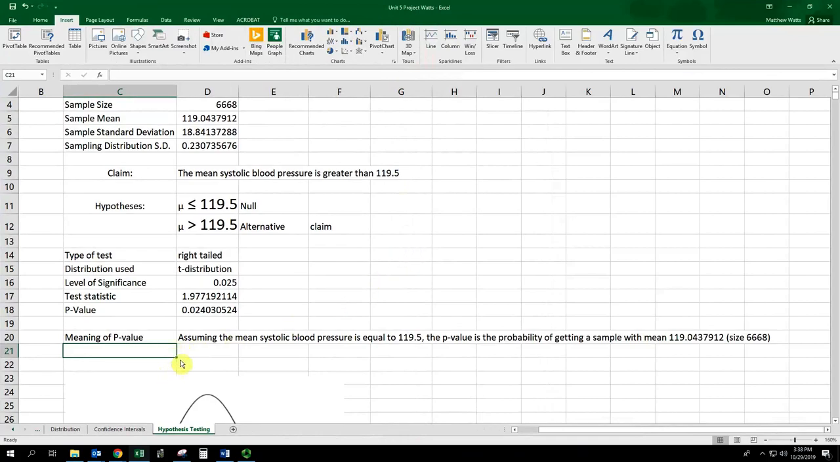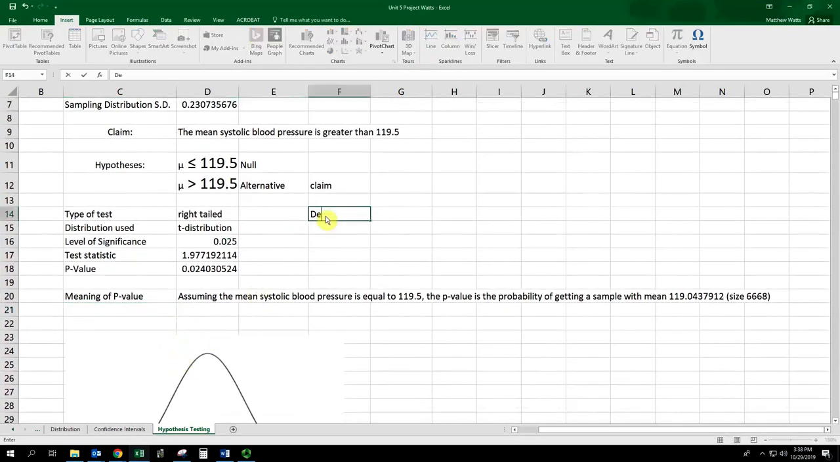So the last part is to state the decision and conclusion. The decision is just a comparison between the p-value and the level of significance. And if the p-value is less than the level of significance, which it is, we would reject the null hypothesis. Because they're basically saying this is too unlikely. The lowest I will go is a 2.5% chance. You're saying it's less than a 2.5% chance. That's not likely. That means that this assumption of the null must be false. I'm going to reject it. So when your p-value is less than the level of significance, we reject the null.